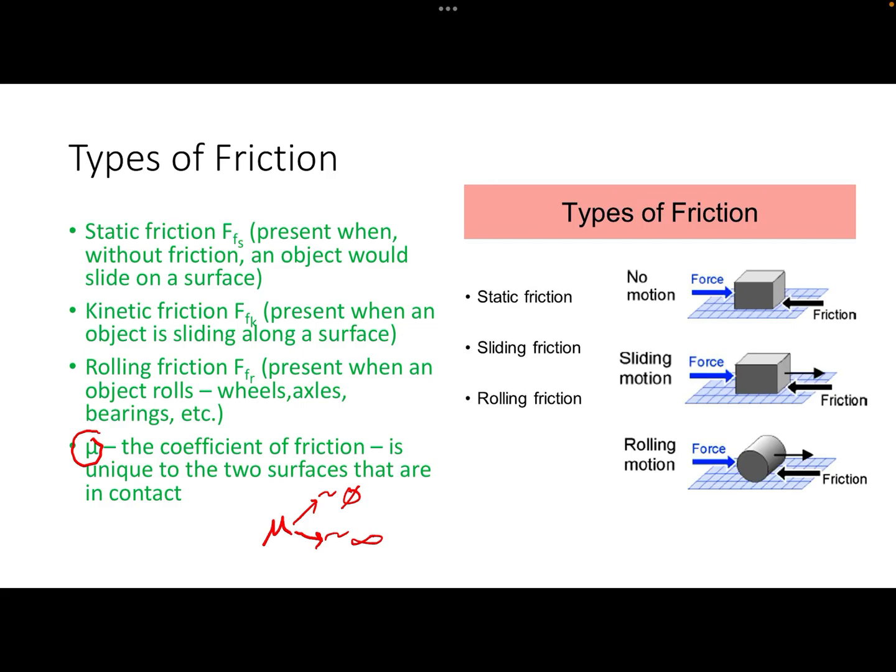Mu can be very, very large. Surfaces that are incredibly frictiony have a very large mu. Think about a piece of tape. If you were to try to pull a piece of tape that was stuck to a surface horizontally, effectively that's friction that's preventing you from pulling it horizontally. That is a lot of friction. It's way greater than the normal force that's pressing those two objects together, the tape and the table.